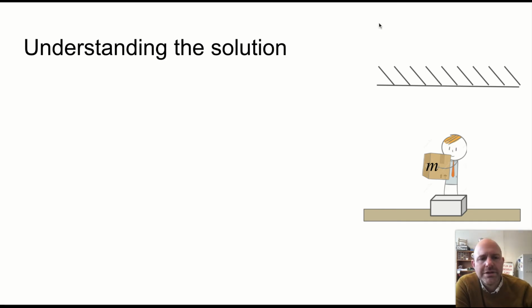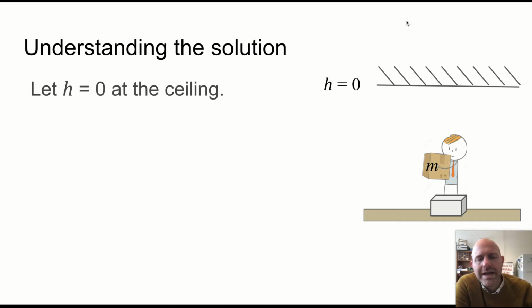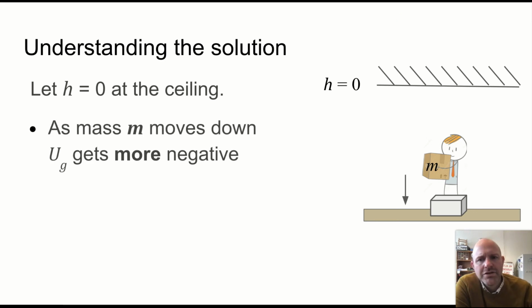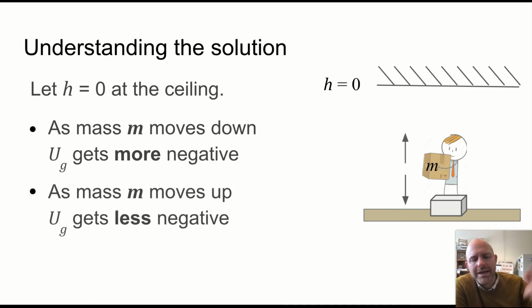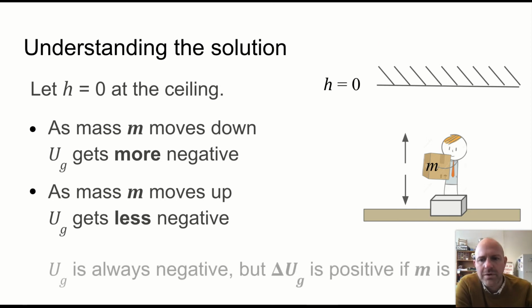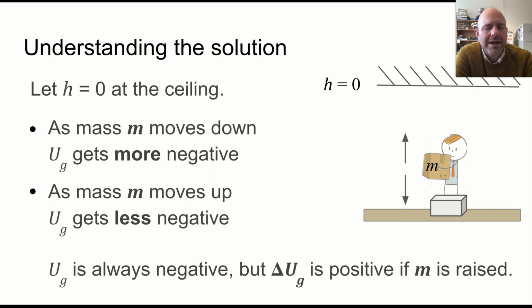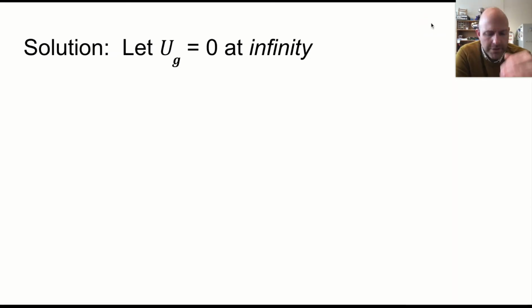So here's our situation. We start with our standard form. If you call h0 at the ceiling, as you move your mass down, gravitational potential energy gets more negative. As you move it up, it gets less negative. So the change in potential energy is positive if you lift it up and negative if you lower it down. And what this means, practically speaking, for the person holding the box, is that everywhere in this room, gravitational potential energy is negative, but a change in gravitational potential energy is positive if you lift it and negative if you lower it. So what we're going to do to mimic that situation is let gravitational potential energy be zero when something is infinitely far away.